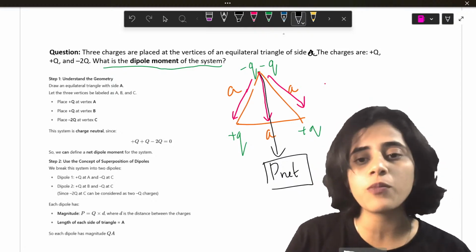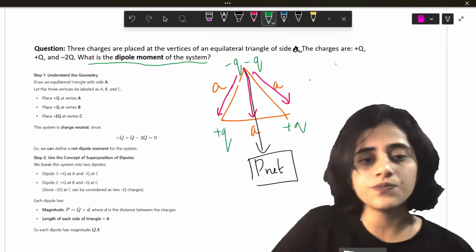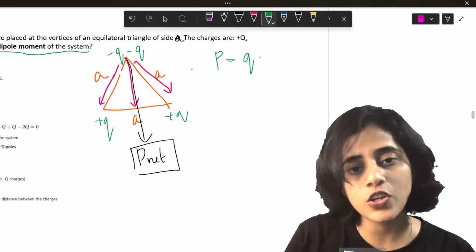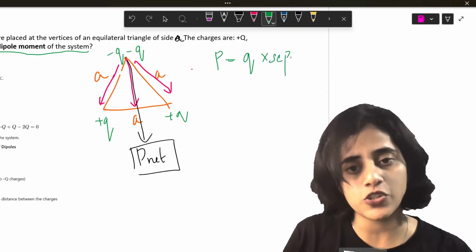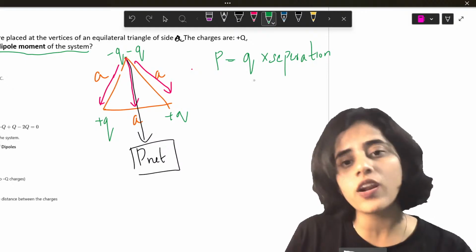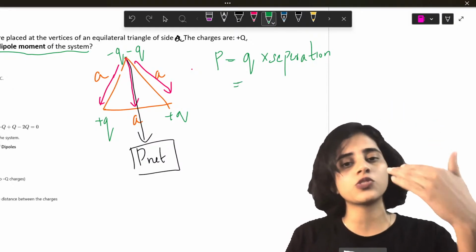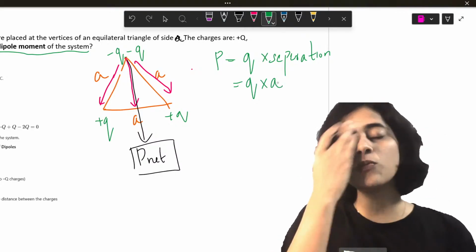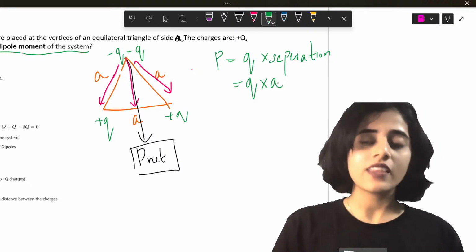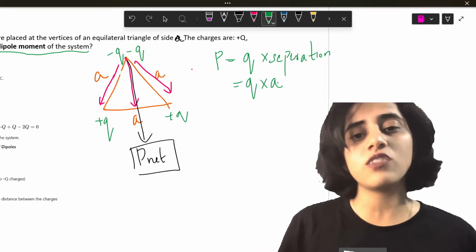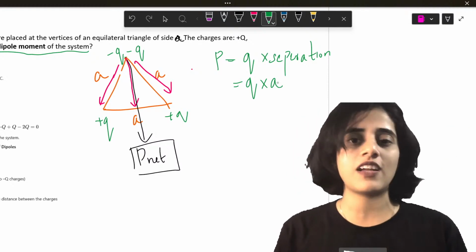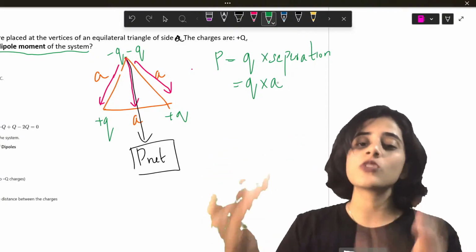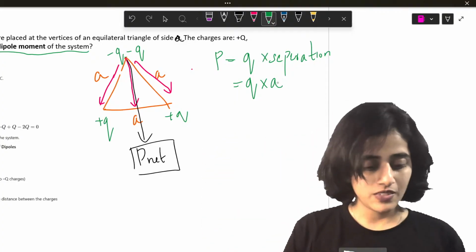What is the formula for dipole moment? Dipole moment P is equal to charge into separation. Here the charges are Q, and the separation between the two charges in both cases is a, so it's Q into a. You might be thinking, ma'am, first you said it's Q into 2a, then you said it's Q into l. What is the actual value? The actual value is whatever the separation is. In this question, the charges are separated by a distance of a, so I put it as Q into a.